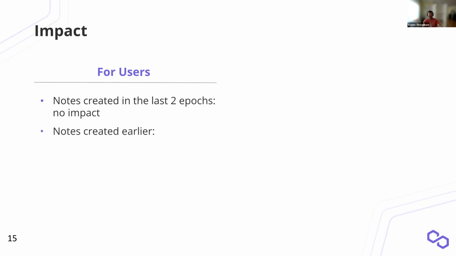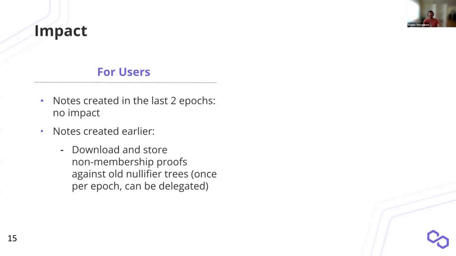If the node was created earlier, there are a couple of things that you need to do. First, you need to download and store non-membership proofs against old nullifier trees. So let's say you have a node that is getting old, and new epochs were created. Anytime a new epoch gets created, you need to download the non-membership proof for the nullifiers of the nodes that you control and expect to spend in the future. Fortunately, this only needs to be done very rarely, once per epoch. So once every 6 months, you may need to do this.